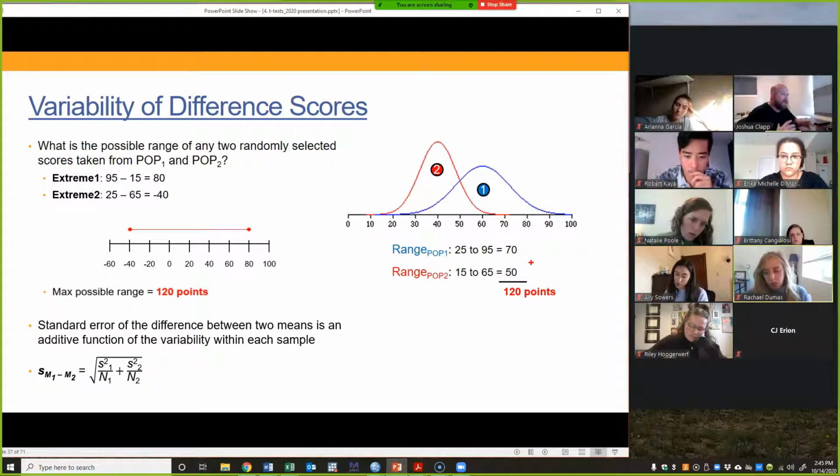Questions on this? Are people generally getting the idea of what's going into our standard error for these tests?